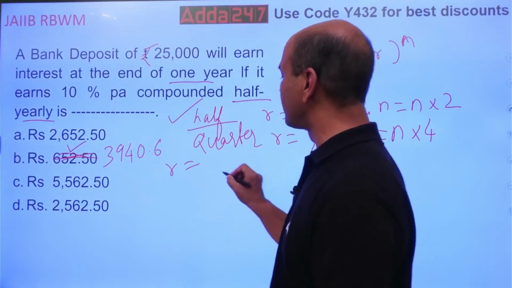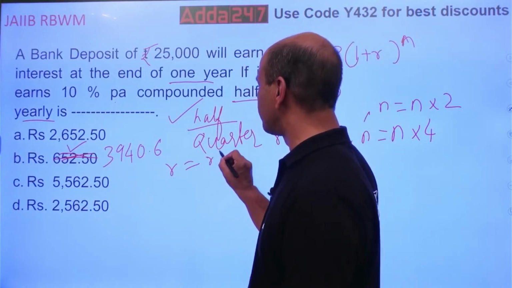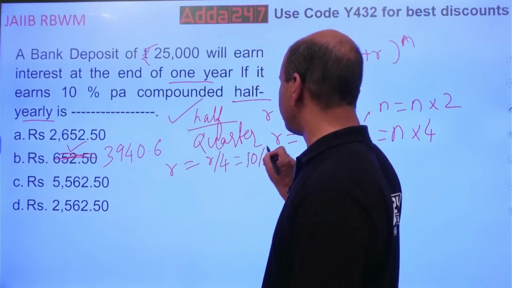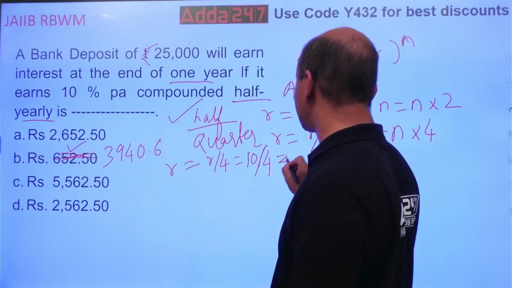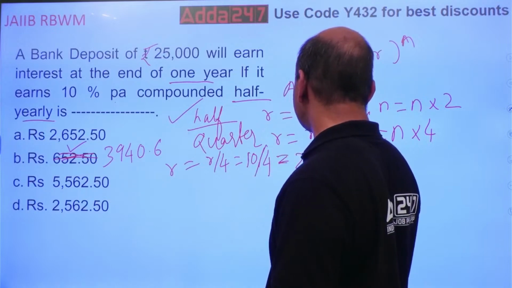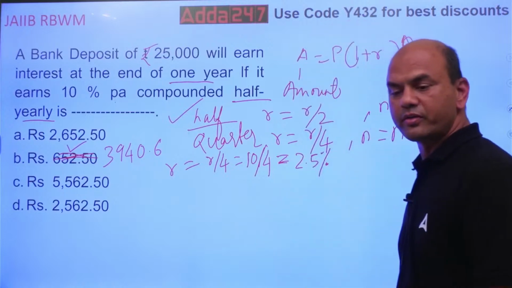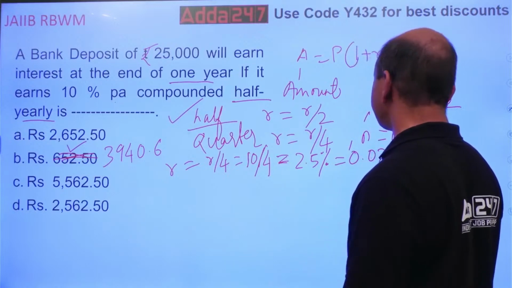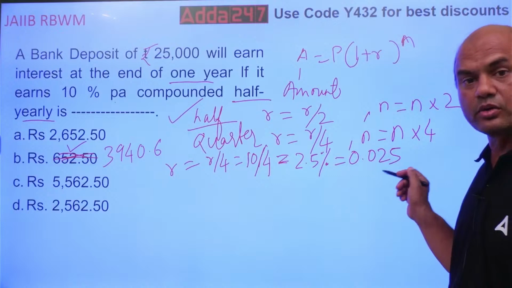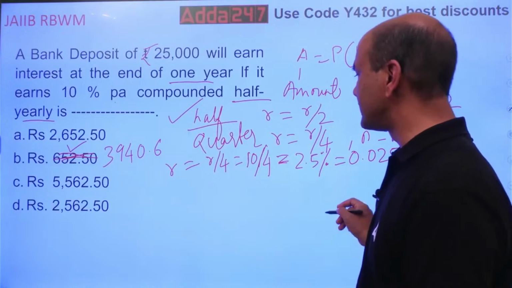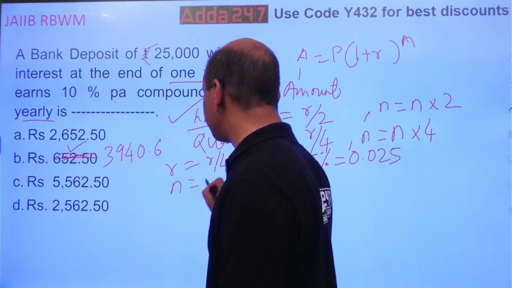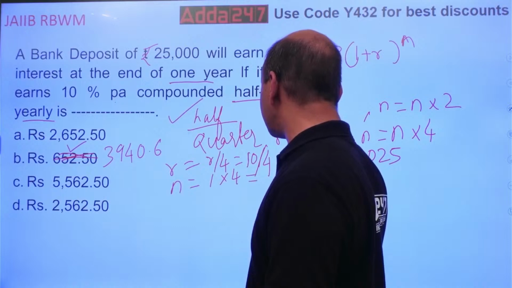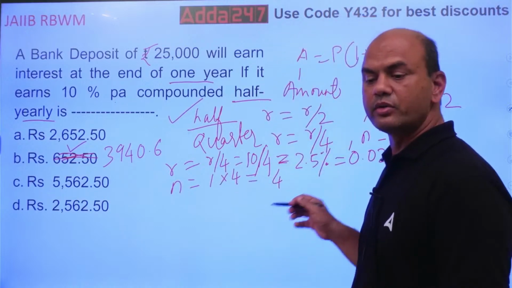Quarterly, so R equals R upon 4. What is R upon 4? 10 upon 4, which is 2.5%. 2.5% means 0.025. Then R is done. What is N? N equals multiplied by 4. So 1 into 4, that is equal to 4 now.